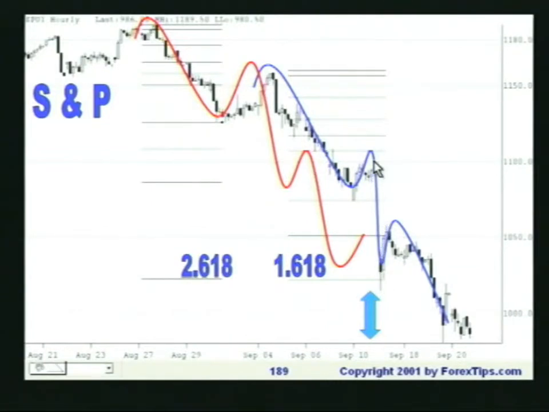It opened up on Monday, the week after the attack, and from opening right where it opened, it immediately dropped to the 1.618 extension. Look at the blue. That's the swing. It opened. It fell straight to the 1.618 extension, bounced there immediately, U-turned, and continued to fall, working its way to the 2.618 extension. I'm just showing you the Dow, the S&P, and a currency.